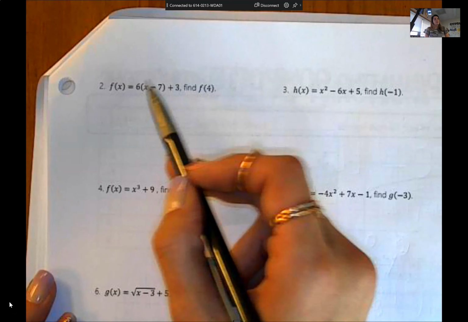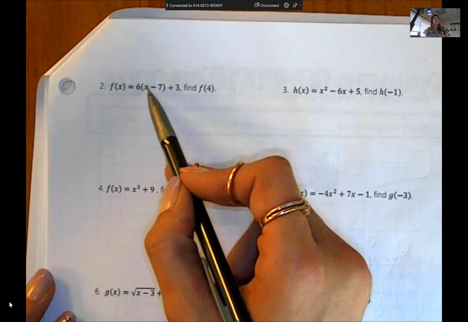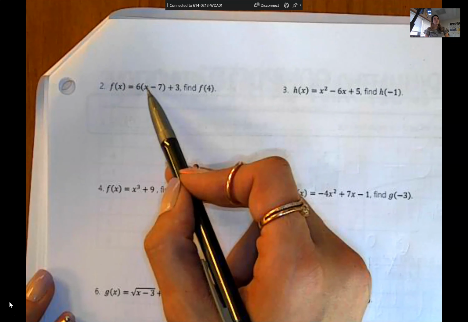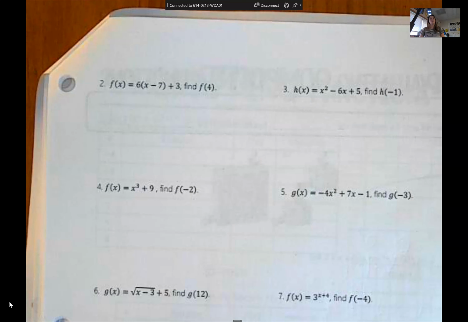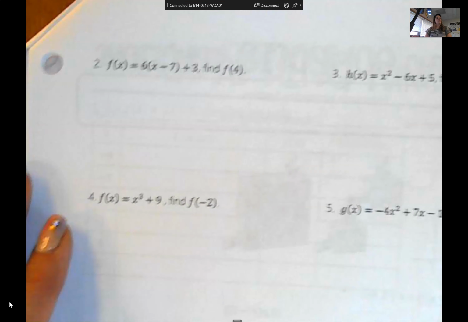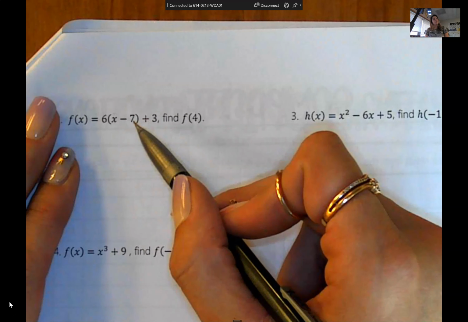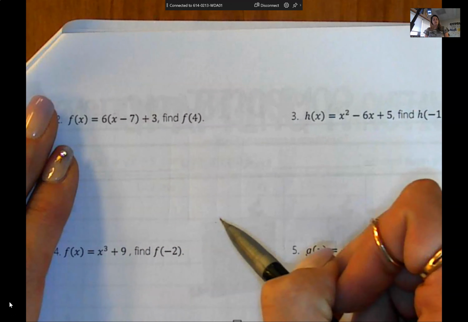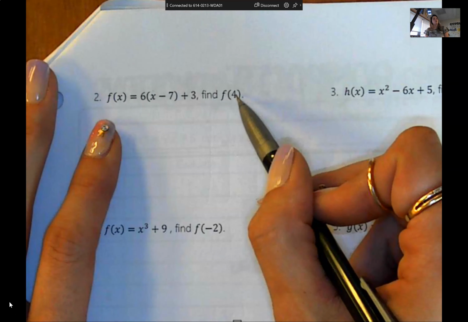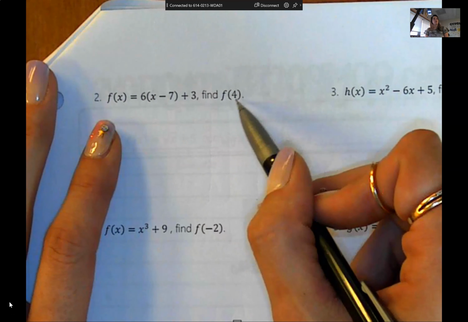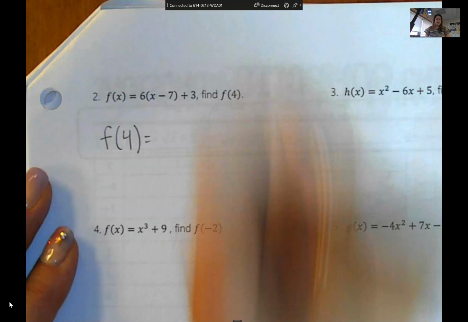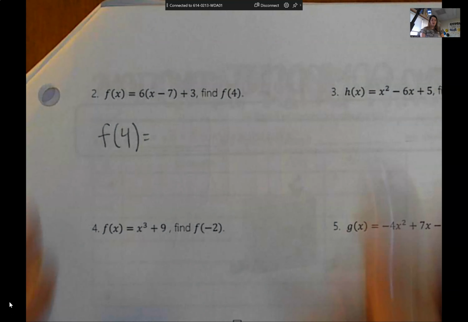So this wants us to evaluate this line. This is a linear function because all there is is an x. There's no squared, there's no cubed, there's no other symbols. And what we did to this line was stretch it, move it right 7 and up 3. What they want to know, though, is what is y when x is 4? Or what does the function give us when we plug in a 4? So we're going to say f of 4 is equal to, we're going to write 6.